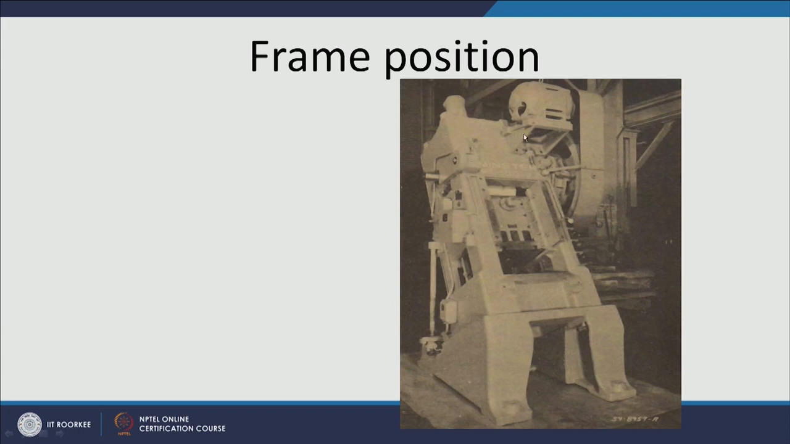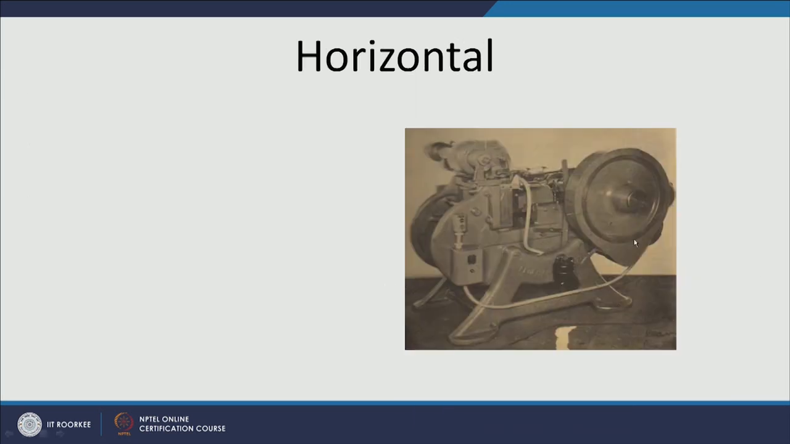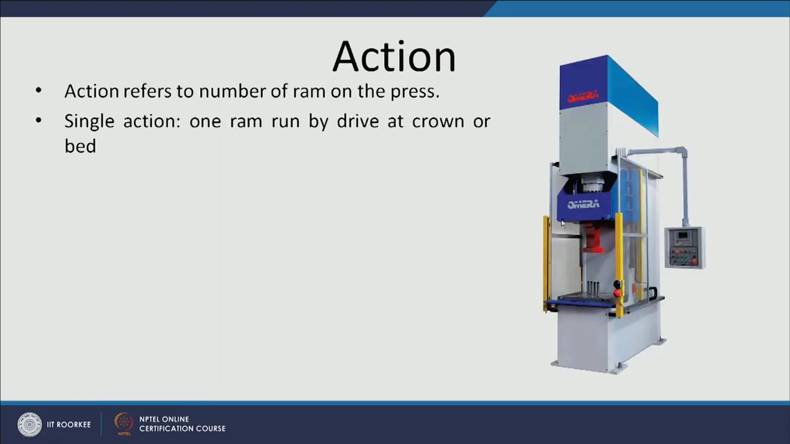This is the classification based on frame position. Here is an inclined press, where the frame of the press is mounted over an inclined base, so that the frame is inclined at a particular angle. And this is the horizontal press, where the ram movement is horizontal.